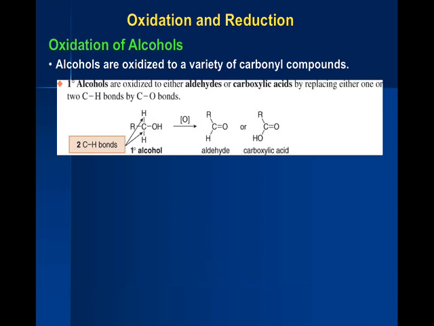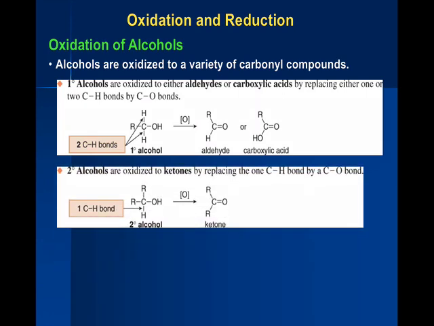Now, if you're talking about a primary alcohol, which you see there, you have to be very careful. You can get aldehydes, but you can also get carboxylic acids. There are different reagents to give an aldehyde, and different reagents that will give a carboxylic acid. So you'll have to know what those are, okay? So we can get aldehydes under certain conditions, or we can get carboxylic acids.